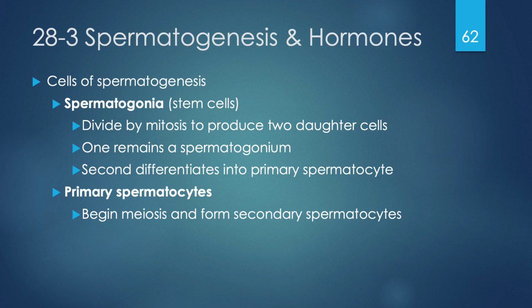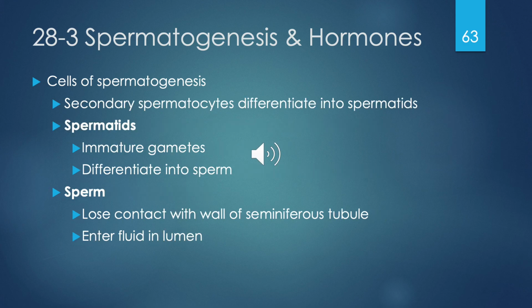Primary spermatocytes then will undergo the process of meiosis, which is when they have that reductional division and then the equational division, and then form secondary spermatocytes. Next, the secondary spermatocytes will differentiate into spermatids. And so spermatids are the immature gametes that will eventually differentiate into sperm. Sperm will then finally lose contact with the wall of the seminiferous tubule and enter the fluid in the lumen.